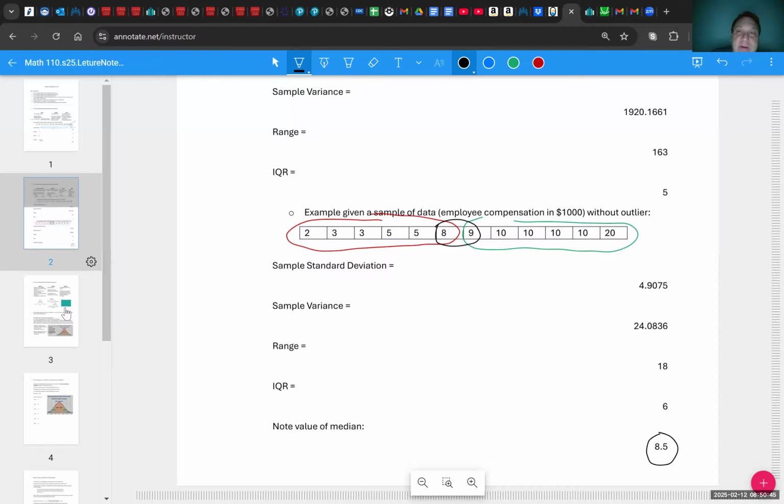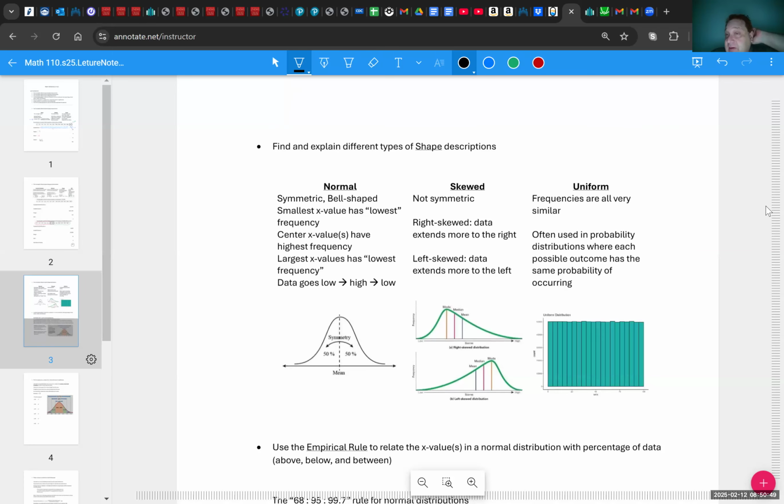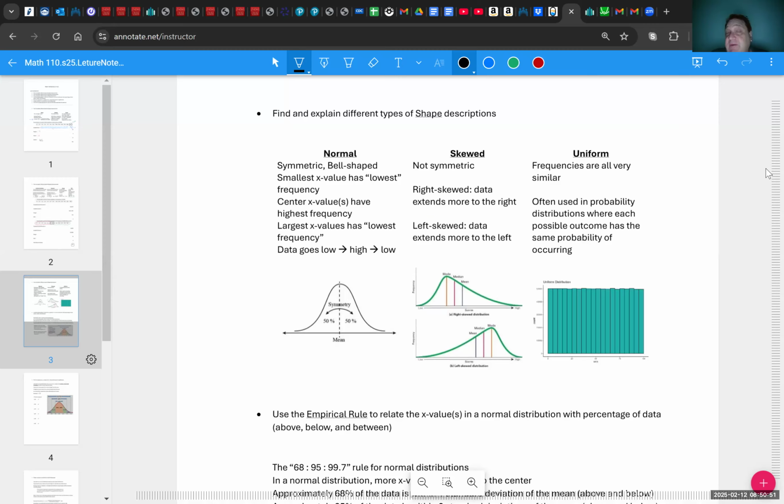All right, let's keep going. So the next learning objective we have is to explain the different types of shape descriptions. For this class, we have three main types of shape descriptions. They're called normal, skewed, and uniform. I'll describe them very briefly. I also have pictures of each one so you can see what the shapes look like.